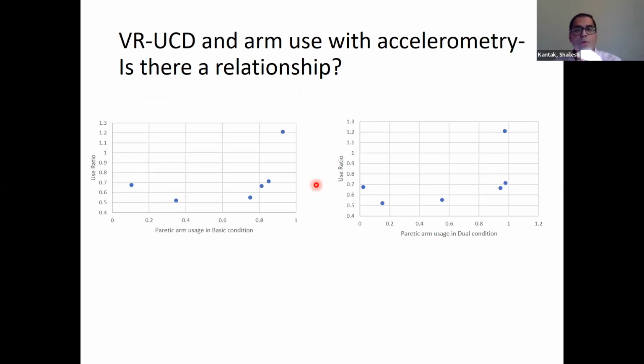Coming back to our original question, do the measures of arm choice in VR relate to accelerometry data? And again, this is just 6 patients, so take it with a bowl of salt, not a pinch. What I'm showing you here, the bottom line, is that current preliminary data do not suggest that there is a relationship. So for example, if we compare this participant with this participant, their paretic arm usage in the basic condition of the VR task was pretty disparate, but their use ratios are pretty similar.